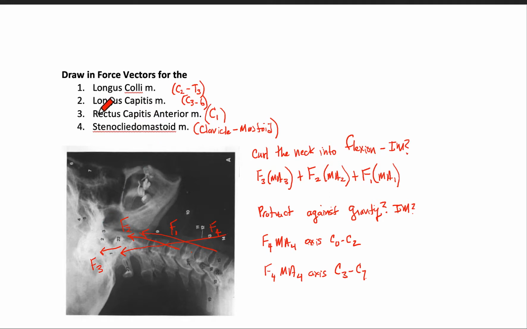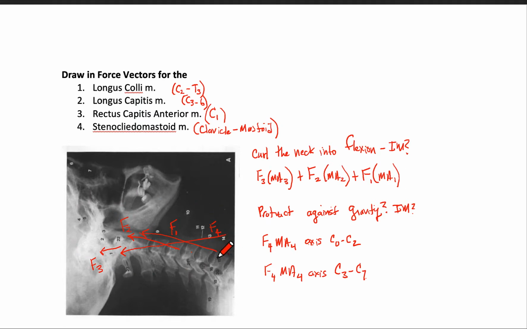And then the rectus capitis anterior, which is a short muscle coming from C1 to the foramen magnum, just underneath the longus capitis muscle. And then the sternocleidomastoid, which is this big superficial muscle that goes from the clavicle to the mastoid process. And so this gives us this kind of crisscrossing look of these force vectors.